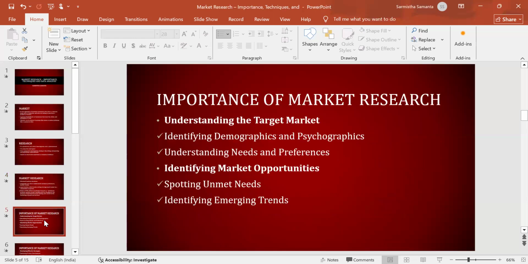Next, let us go to the importance of marketing research. The first importance is understanding the target market. Now, what is a target market? Suppose one business makes low priced cosmetics. The business produces cosmetics and charges a low to medium price for them. Now, who can be the target consumers for that product?